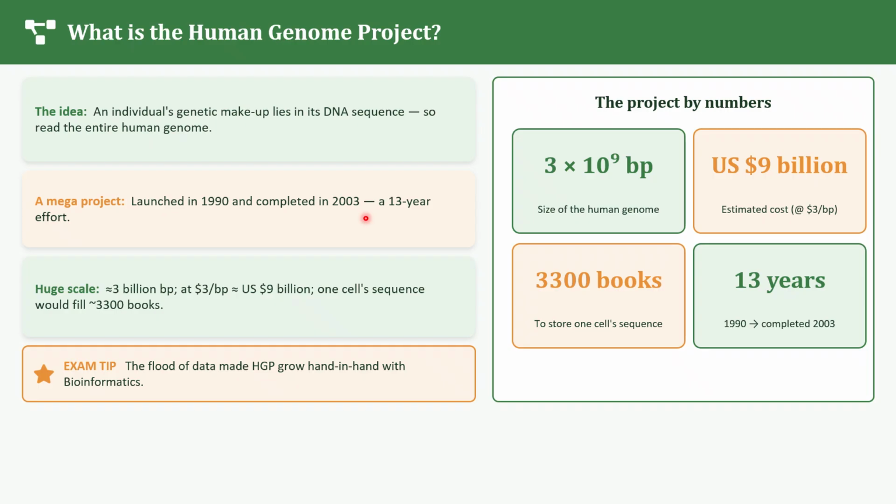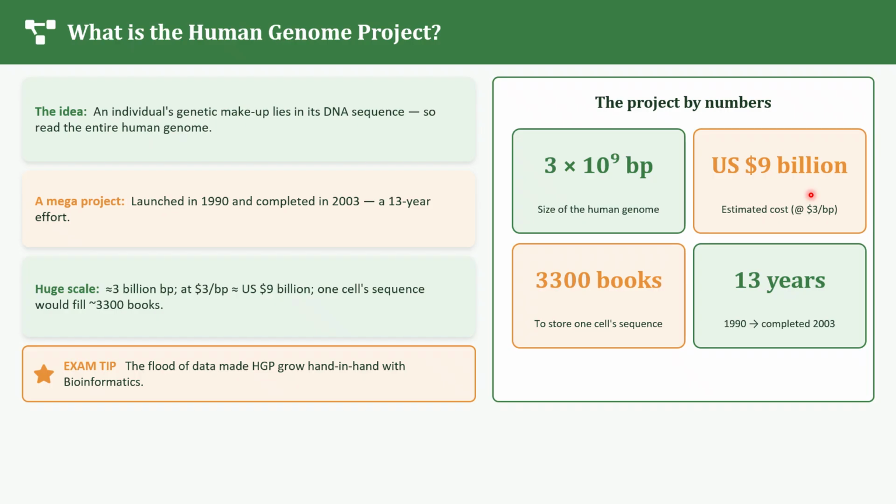And why was it called a mega project? The human genome contains approximately 3 × 10^9 base pairs. That means about 3 billion base pairs, right? At the beginning of the project, the estimated cost of sequencing was about 3 US dollars per base pair. So how much will it be? Just calculate. 3 billion multiplied by $3. Approximately, it is $9 billion.